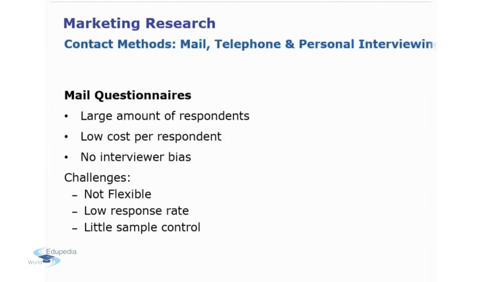The other type of contact methods that I discussed a couple of slides ago, let's look at them in a little bit of detail. You have mail, telephone, and personal interviewing. Mail questionnaires: large numbers of respondents, low cost per respondent, no interviewer bias. Because you just mail out your survey and you get some responses back, you don't have to be in contact with the respondent, and there is no bias, which means you won't be convinced toward some kind of opinion. Challenges: it is not flexible, it has a low response rate, and little sample control.